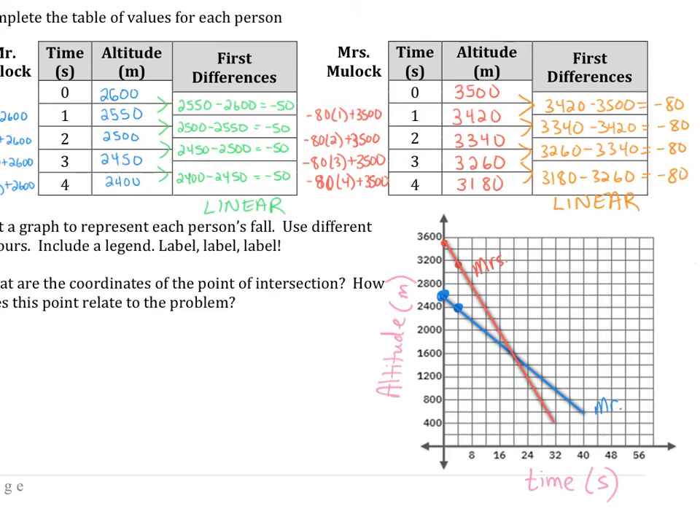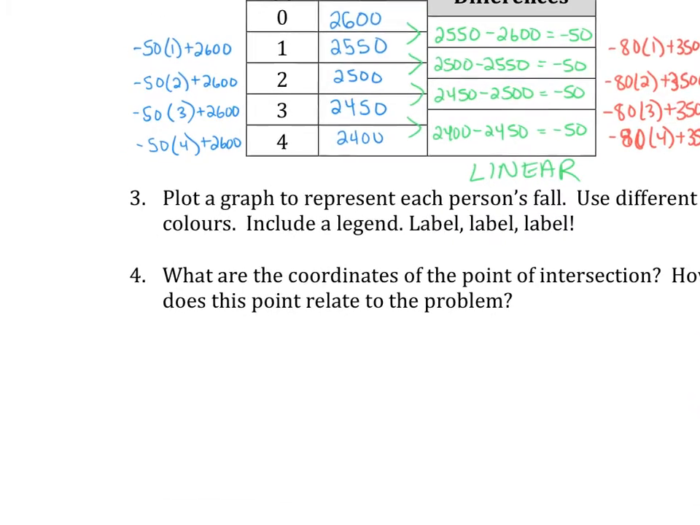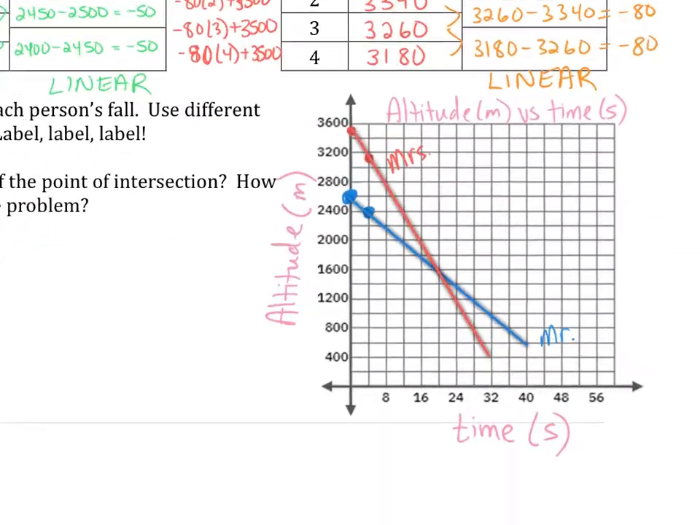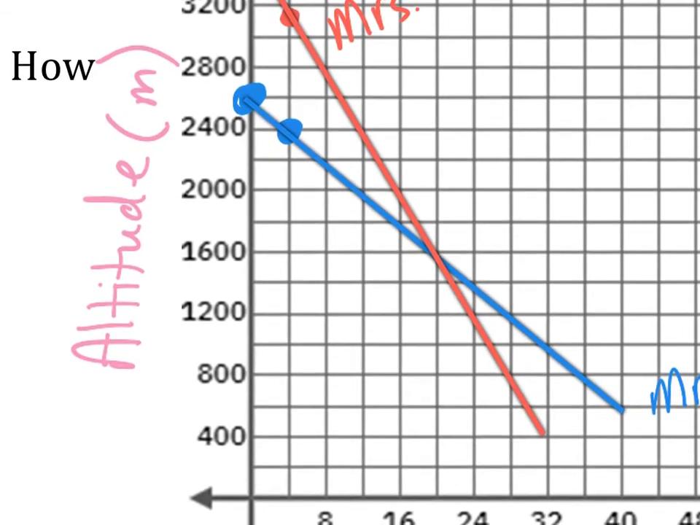All right, now here's where the excitement comes in. Oh, we forgot one thing extra, which is the title. So this is going to be altitude versus time. All right, now the whole point of what this lesson is now going to get at is what are the coordinates of the point of intersection? So how does that relate to this problem?